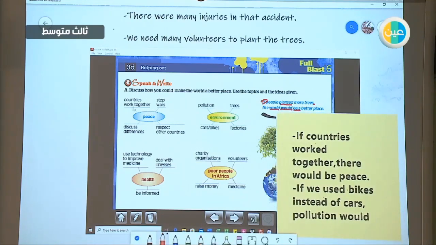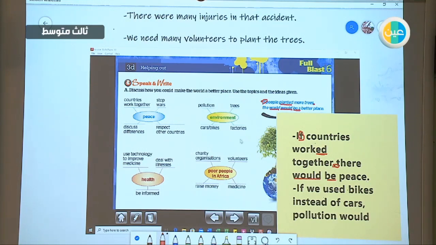So, what did I do here? I used the ideas, countries work together, and put it in a sentence. I used if at the beginning of the sentence. The verb work, I changed it into the past tense. There is a comma between the two clauses. Then in the main clause, I used would plus verb in the infinitive form. And of course, full stop to finish the sentence.